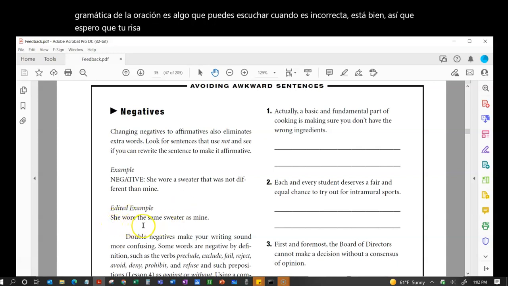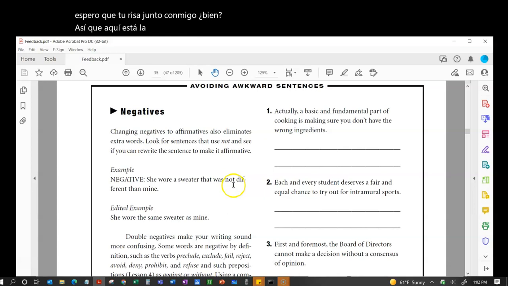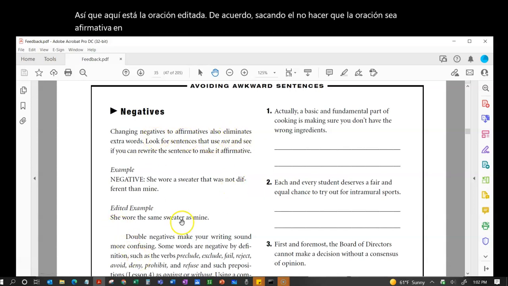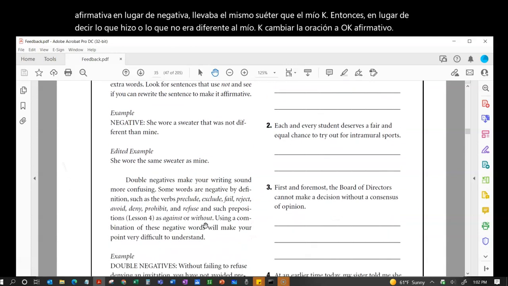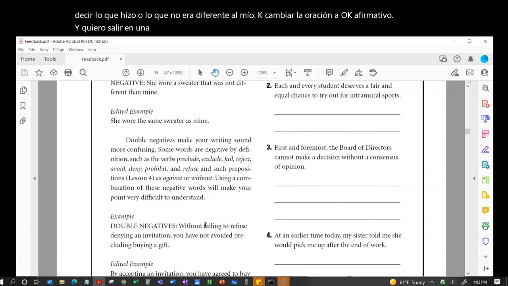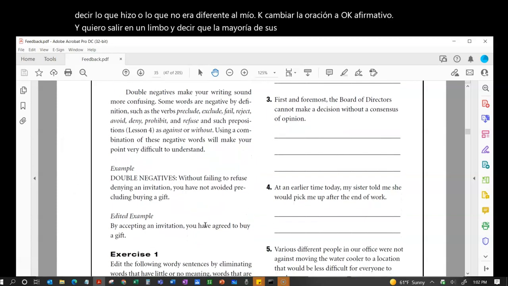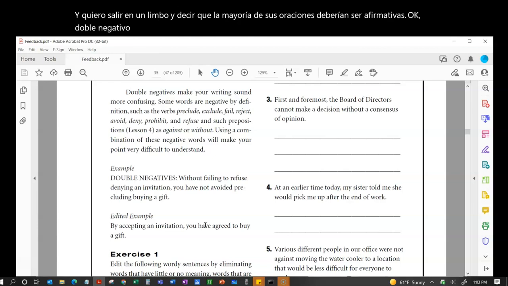All right, so here's the edited sentence, okay? Taking out the not, making the sentence affirmative instead of negative. She wore the same sweater as mine, okay? So as opposed to saying what that was not different than mine, change the sentence to affirmative, okay? And I want to go out on a limb and say most of your sentences should be in the affirmative, okay? Double negatives make your writing sound more confusing.